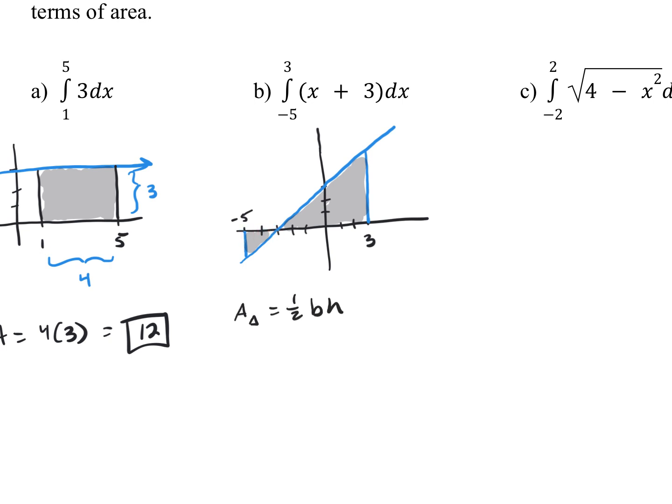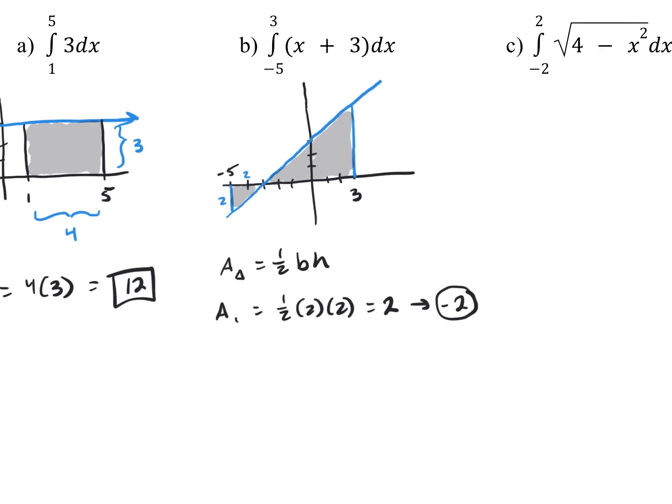So remember, the area of our triangle is just 1/2 base times height. So our area, I'll call it A1 for that first area. Our base is 2, and if you follow the slope, then our height will also be 2. So this is 2, this is 2, so 1/2 times 2 times 2 is 2. However, because it's below, it is going to be negative. So far we have an area of negative 2. Again, that's for this area.